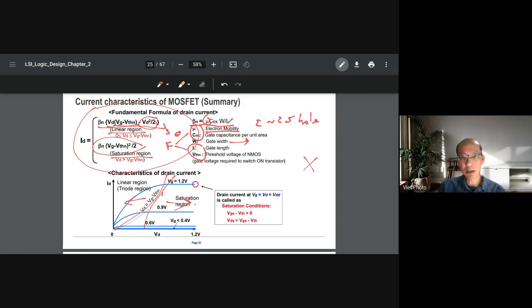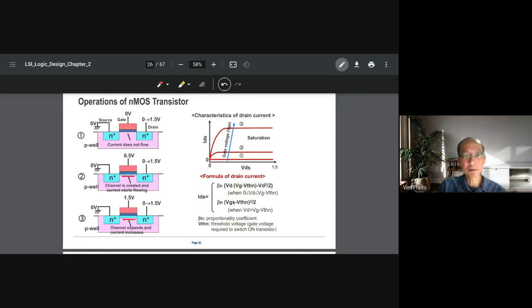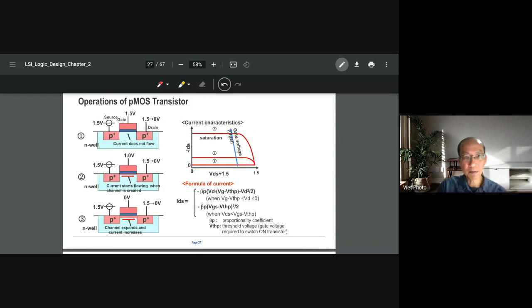Okay, so this one and the operation of the NMOS transistor, I think we have that already. That's fine. For the PMOS, you just take the absolute value of the NMOS and you have the same, but only one thing: beta is beta P here. The beta N is about 2.5 times beta P.